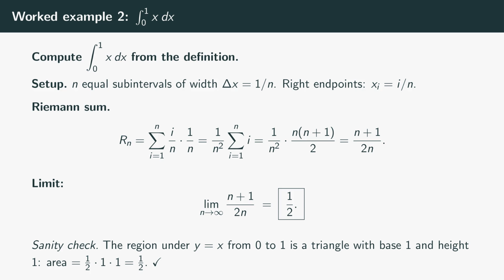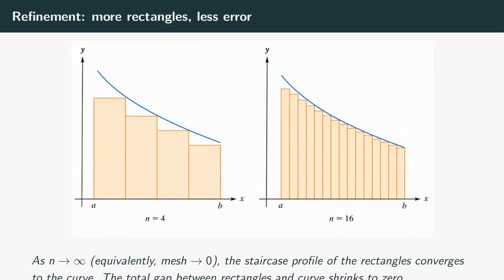It does. One more picture to nail down the intuition. On the left, the same curve approximated by 4 rectangles. You can see the staircase profile and the visible gaps between the rectangle tops and the curve. On the right, the same curve approximated by 16 rectangles. The staircase is much finer. The visible gaps are tiny.